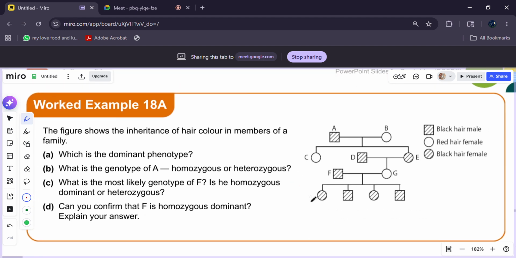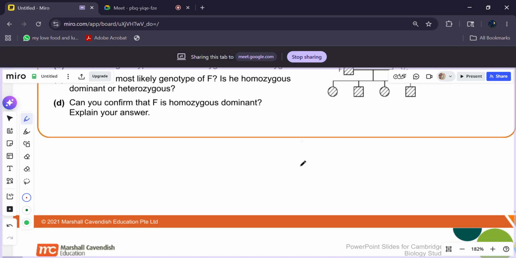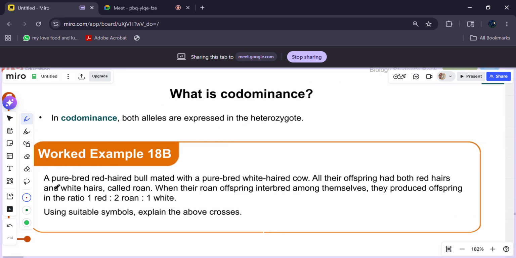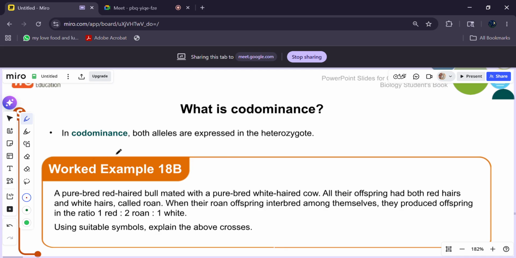So now here are some questions that you could pause this video and understand, and we'll quickly talk about codominance. In codominance, both alleles are expressed in the heterozygous. Its phenotype is intermediate between that of the purebred parents. Example: when a red-haired bull mates with a white-haired bull, their offspring has both red hairs and white hairs, called roan. This is an example of codominance.